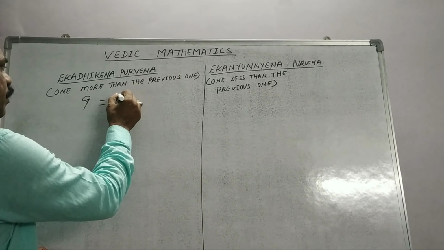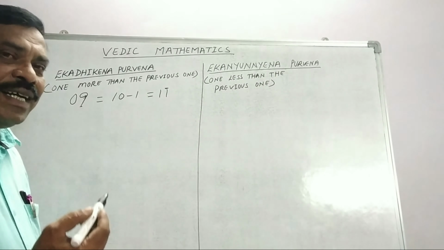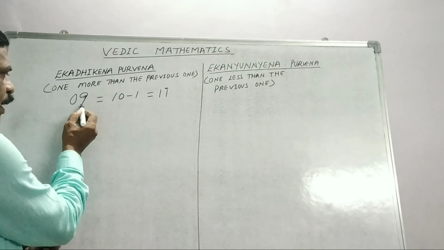Here our 9 is single digit. Before 9, what is the number? There is no number. So we have to assume there is 0 here. So 1 more than 0 is nothing but 1. And this 9 we have to subtract from 10 using the Nikhilam Sutra: all the numbers from 9, last number from 10. So we subtract 9 from 10, we get 1. This 1 we take as negative 1. So 9 is equal to 1 bar. 1 bar is a negative number. This is called Rekhank.